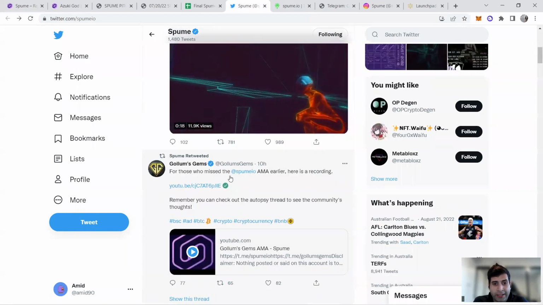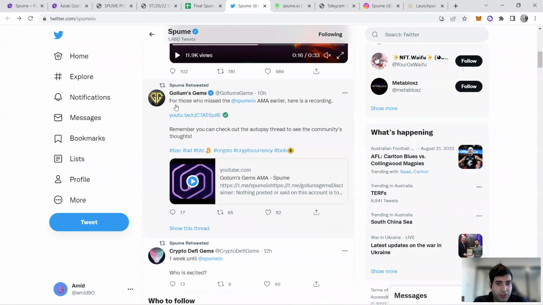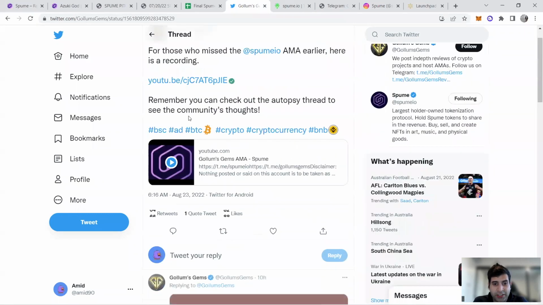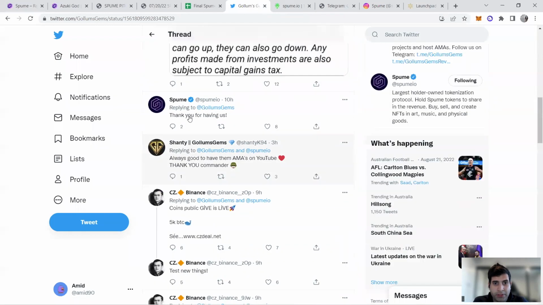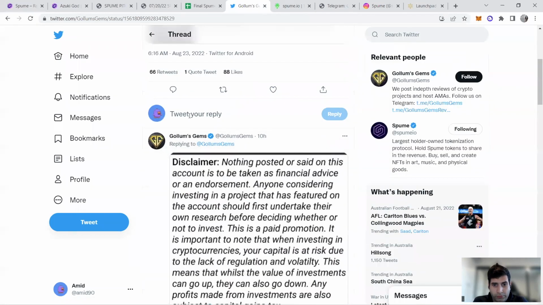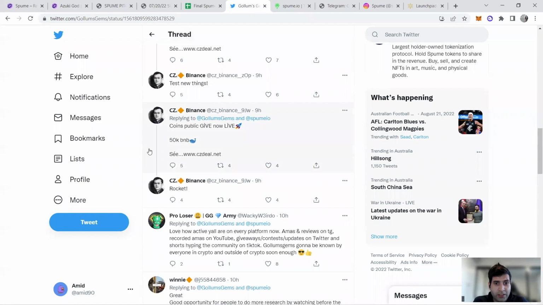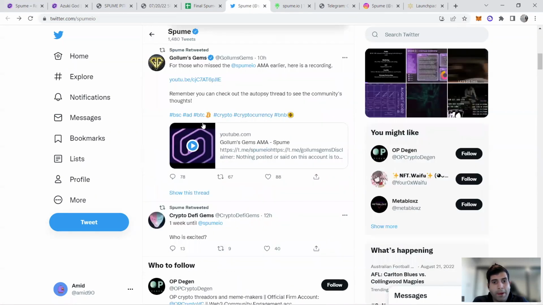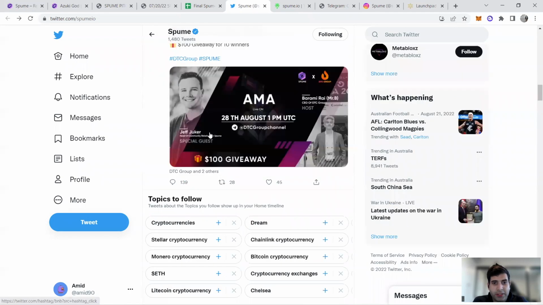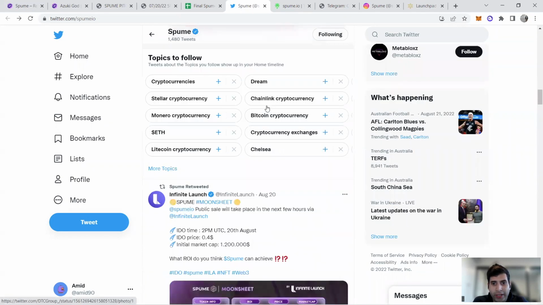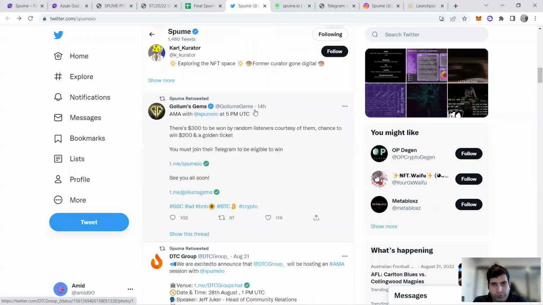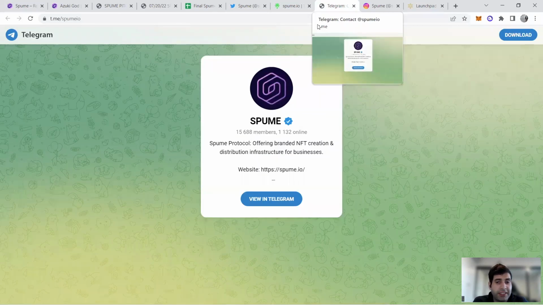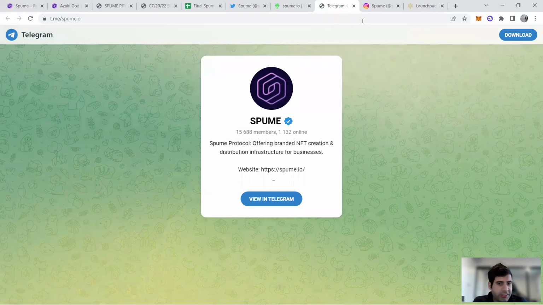They also have a lot of AMAs happening. Just now I'm seeing AMAs. You see a lot of organic interactions happening with their posts. So as you can see, they are someone who focuses a lot on the community management side of things and a lot of AMAs that they're going to have. Now, in terms of the Telegram, they've got 15,000 members, quite standard for projects that are launching soon.